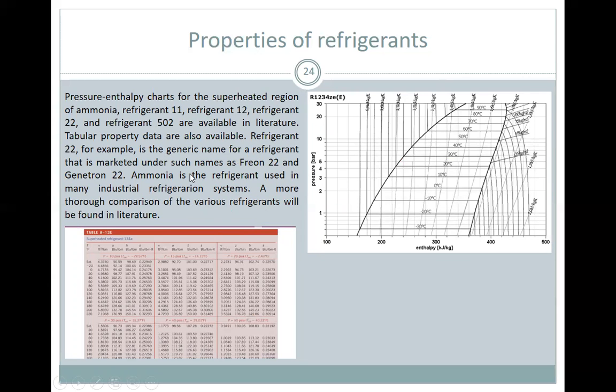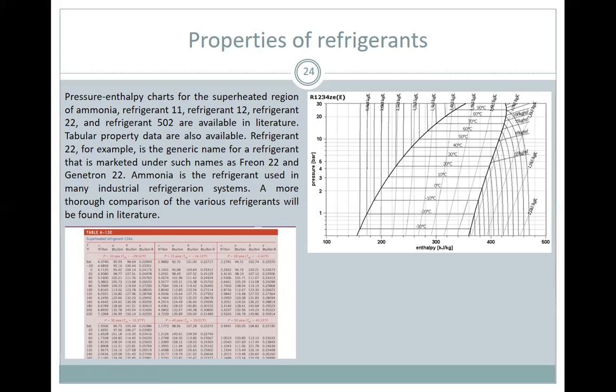Next, pressure enthalpy charts for the superheated region of ammonia, refrigerant 11, refrigerant 12, refrigerant 22, and refrigerant 502 are available in temperature. Others, the new refrigerants 134 and 410, are also available from the manufacturers. Okay? Online, there are many. So you can download tables and charts. Tabular property data are also available.